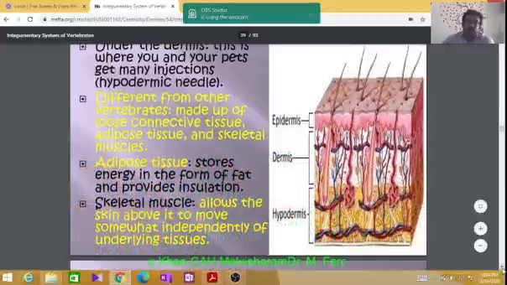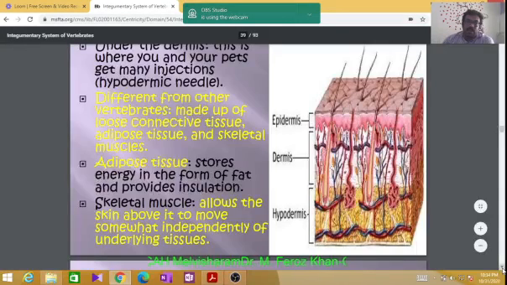But then comes the hypodermis. Under the dermis, this is where you and your pets get many infections, from a hypodermic needle. It is different from other vertebrates. It is made up of connective tissue, adipose tissue, and skeletal muscles. The adipose tissues store fat and form insulation. The skeletal muscle allows the skin to move somewhat independently of the underlying tissue.